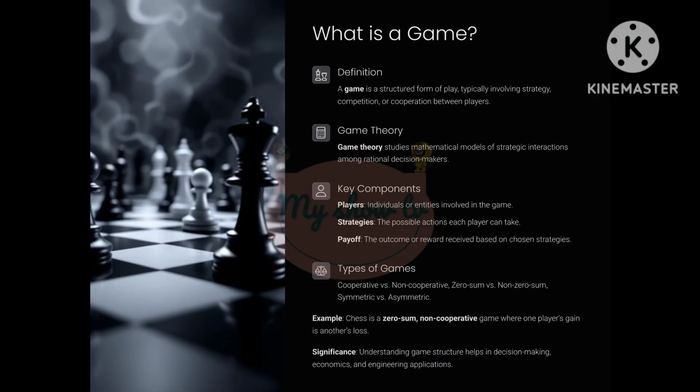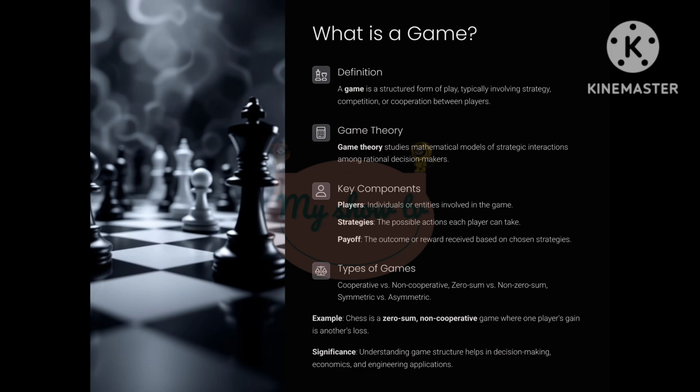What is a game? Hello everyone. Today, we are diving into game theory and its engineering applications. First, let's start by understanding what a game is in this context. A game is any situation where multiple participants, called players, make strategic decisions, aiming to maximize their own benefits while considering the decisions of others.